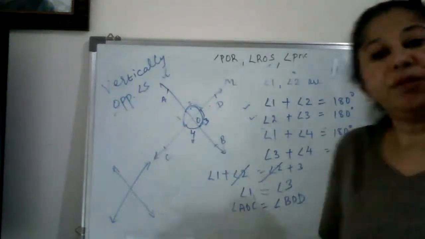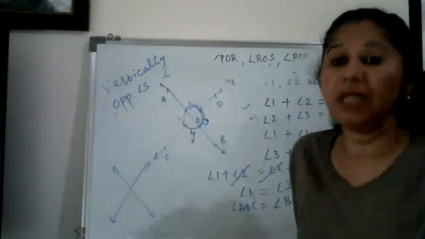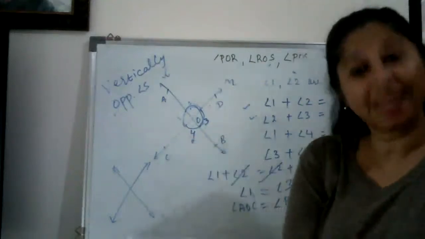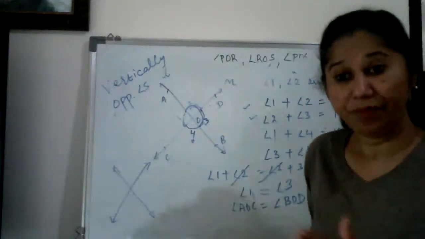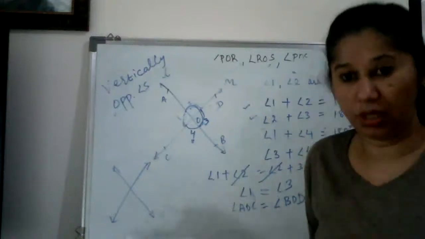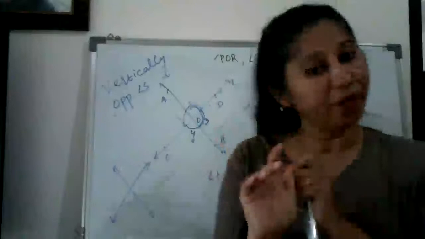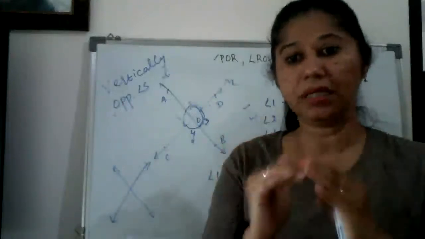So this is one of the common proofs which comes in the exam: prove that vertically opposite angles are equal. Then what do we do? We draw two intersecting lines and use the concept of linear pair of angles, okay? And we show that the two pairs of angles are equal. So you have learned here the most important concepts of linear pair of angles and vertically opposite angles. I hope it is clear to everybody.